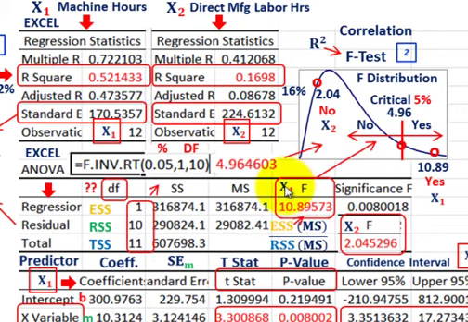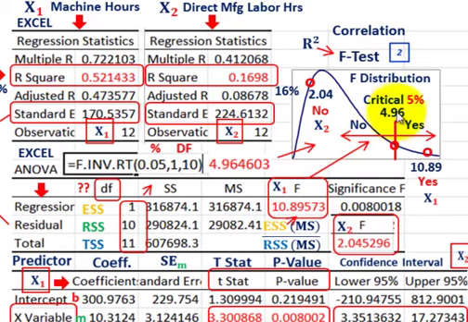And we're going to come up with X1, we're going to have an F statistic here of 10.89, based on that division. And then for our X2, our F statistic is 2.04. Okay, so now let's go down and make the comparison between the two. This is how it works. We determine our critical value here at 5%, or 95% confidence, that we're looking at.